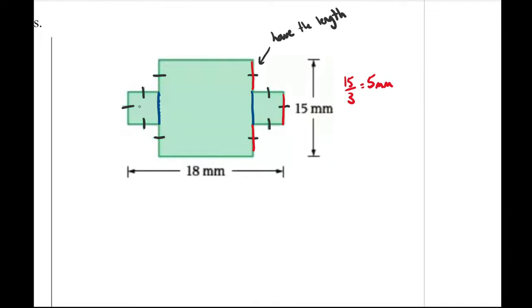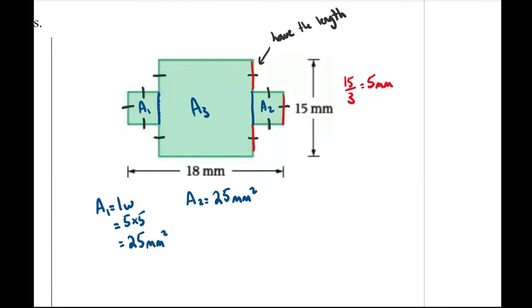So right off the bat, I have area 1, area 2, area 3. I can calculate the area of the two tiny figures on the side. It's still a square or a rectangle, so it's going to be length times width. So in this case, it is 5 times 5, which is 25 millimeters squared. Area 2 is the exact same thing, so I don't need to go through the full calculations again, but hopefully you recognize that they are the same figure. That leaves us with area 3.